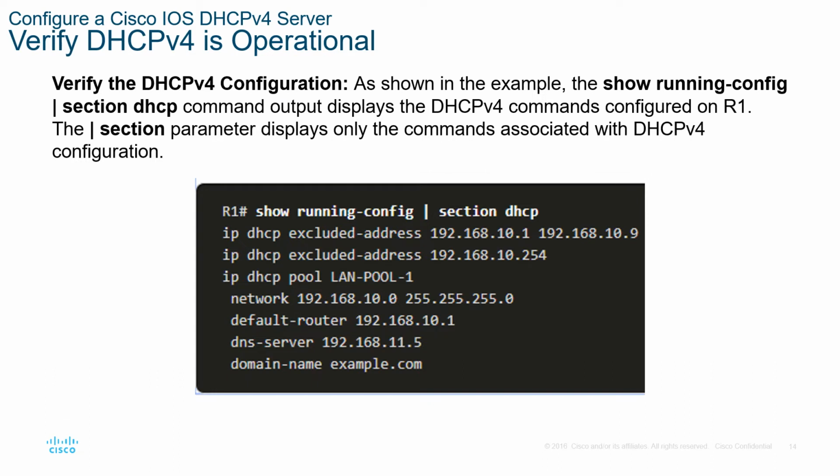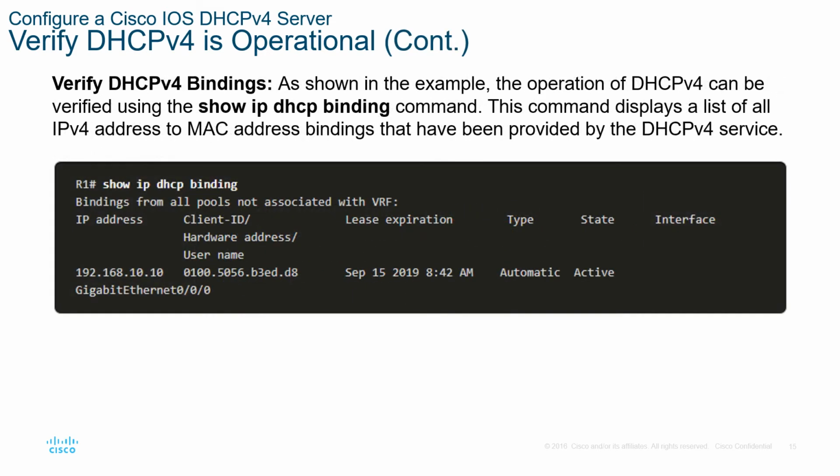Here's an example of the show running-config with the section DHCP, if you want to only display that part of the DHCP configuration. This is the example for the show ip dhcp binding.